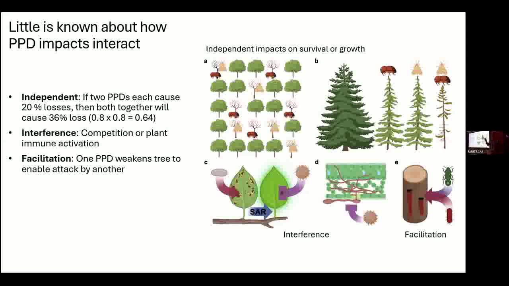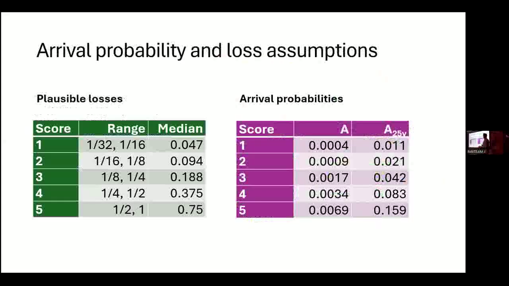Independent effects. Right. Okay. So, plausible losses. We've decided that a score of 5 has a loss rate of between 0.5 and 1, median 0.75, and we halve it all the way down, so a score of 1 has a median impact of less than 5%. You hardly notice it.